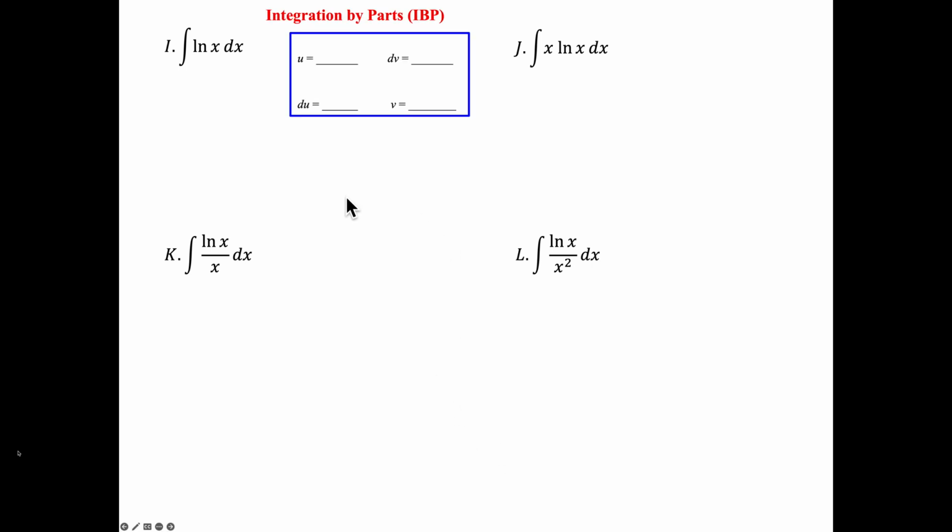All right, example I, integrate natural log of x dx, integration by parts. ln of x is u, dx is dv. If I take the derivative of natural log of x is 1 over x dx, integrate dx is going to be x. So x times natural log of x minus x times du, 1 over x dx, the x's cancel. So I can integrate that to just be x and plus a c.